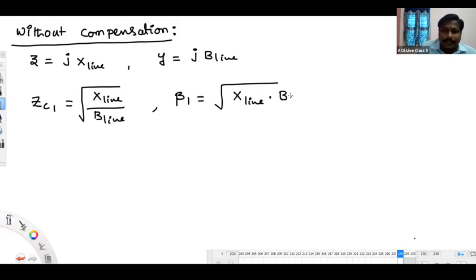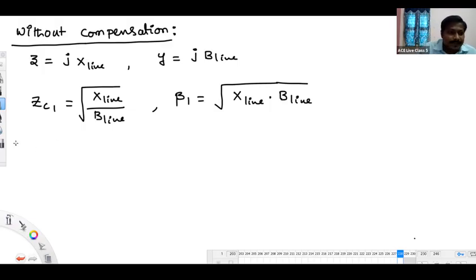I think I have discussed this formula already. How you get that root of X line into B line, I think I have discussed. Good. Next, with compensation, I will write with distributed series and shunt compensations.